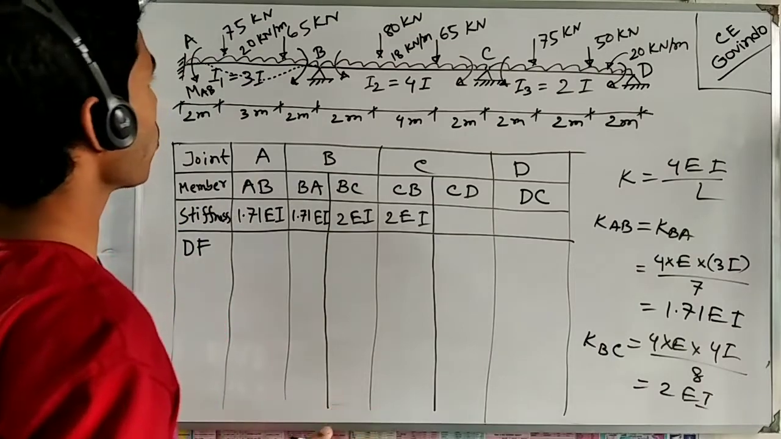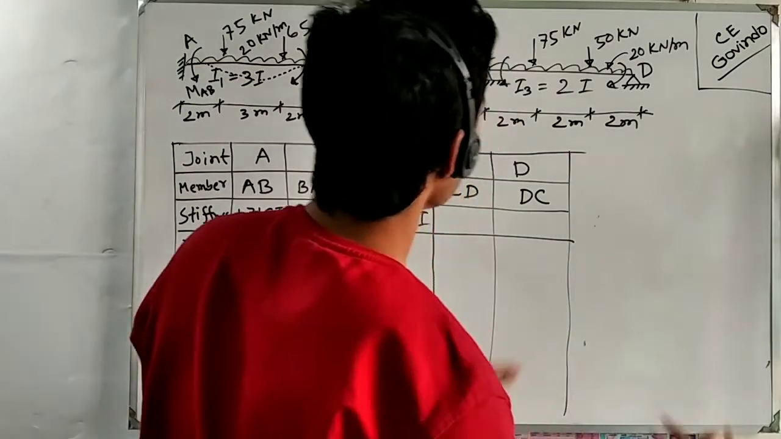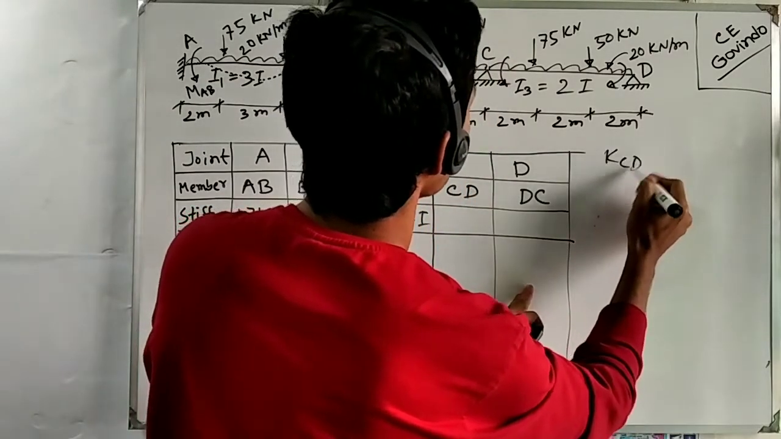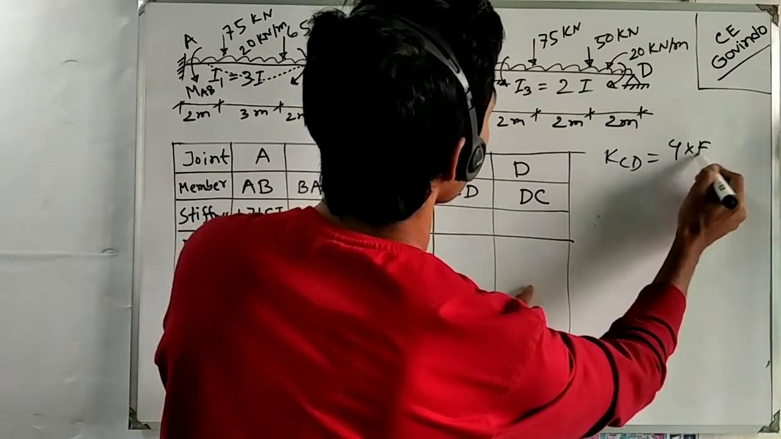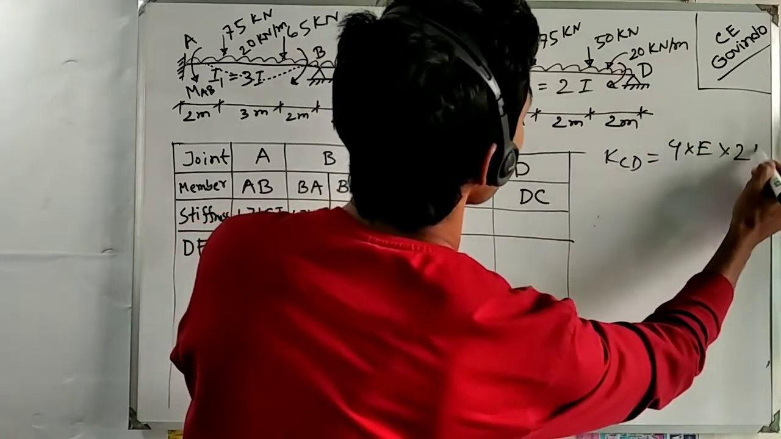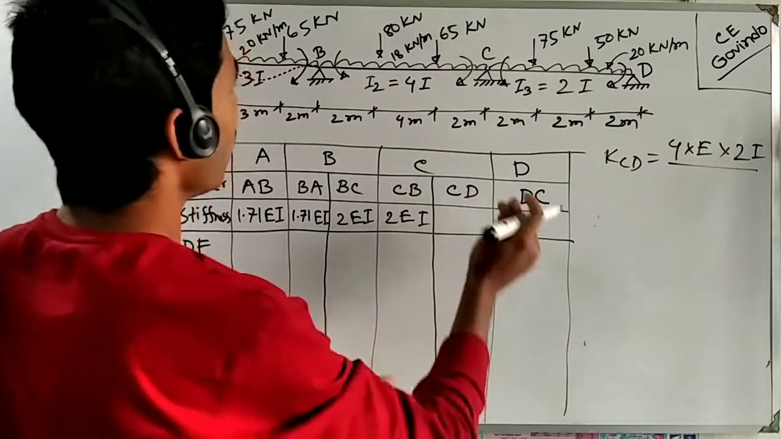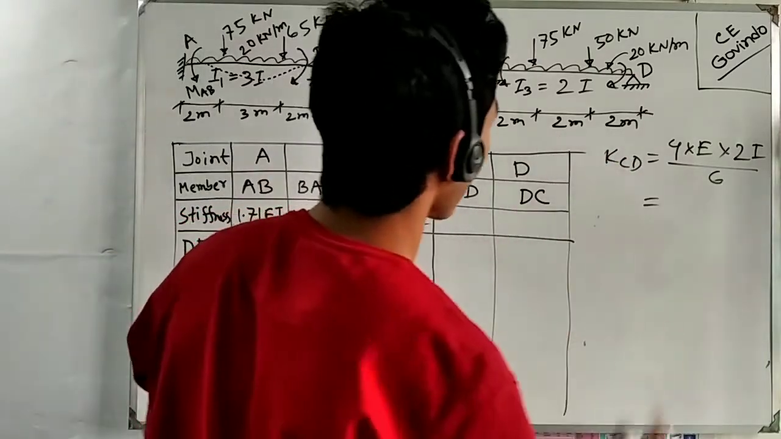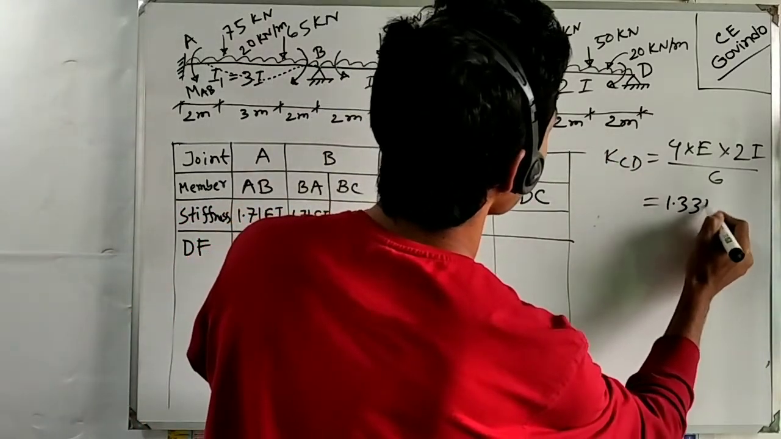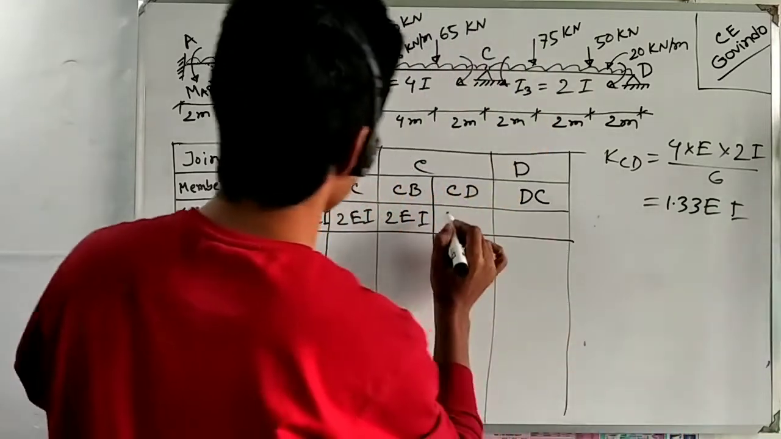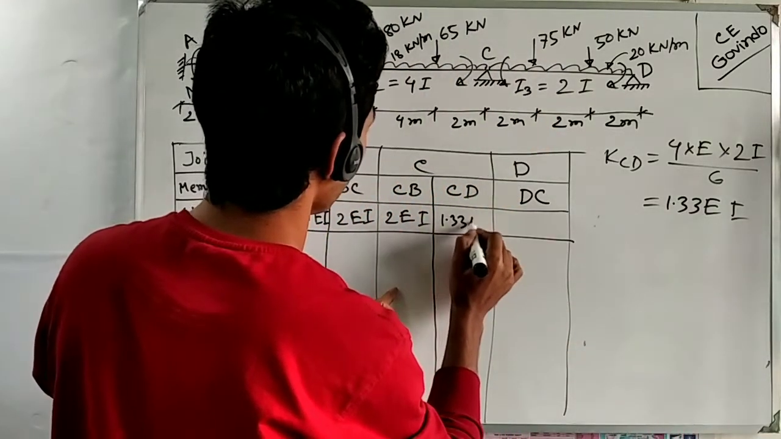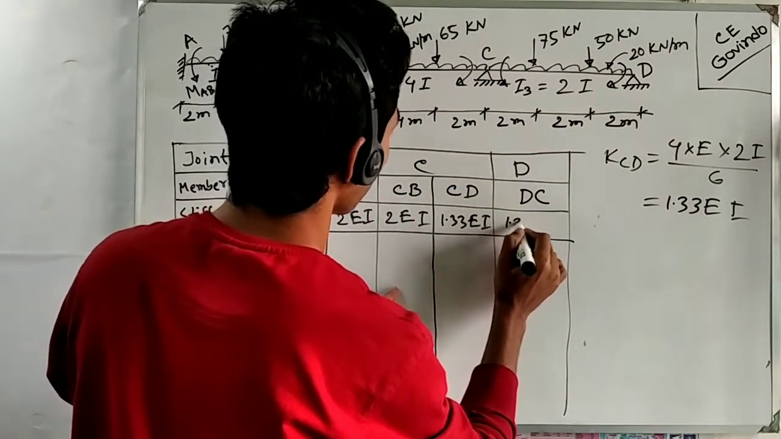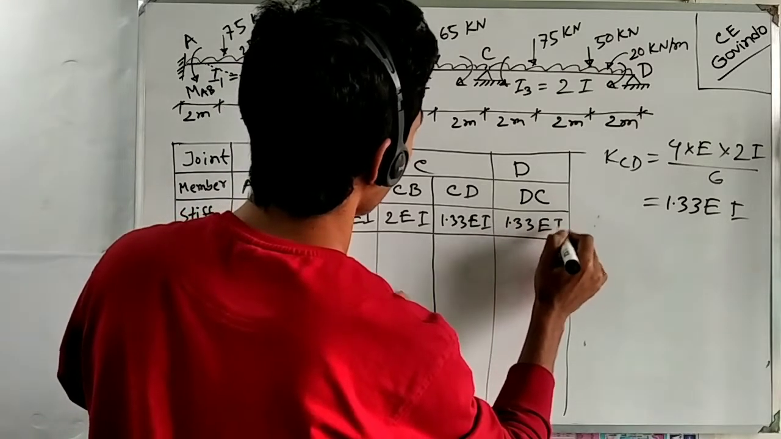And for the CD member we have the stiffness. If you want the stiffness of the CD member, that is 4EI, here I equals 2I by L. Again here L equals 6, so 1.33 EI. Here 1.33 EI.